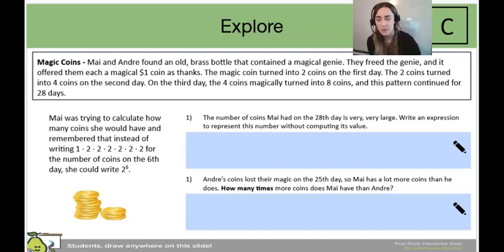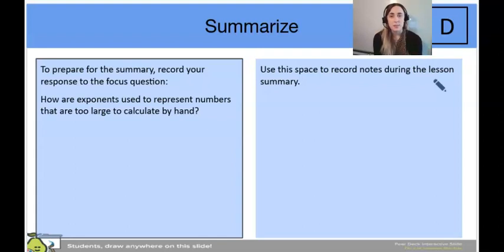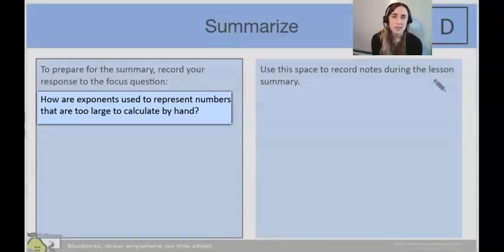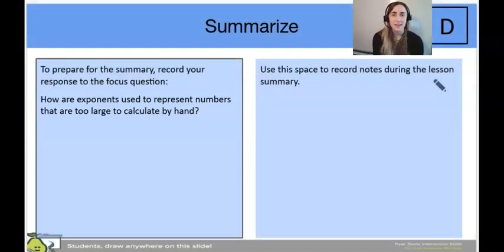So our final slide, where we summarize what we've been working on today, has us look back to that big question from the start of the lesson. How are exponents used to represent numbers that are too large to calculate by hand? So in our examples at the beginning of the video, we could easily write out 8 times 8 times 8 to also represent the idea of 8 to the third power. But when we got to the story of Mai and Andre, you can see why it's useful in some cases to use exponential notation instead.